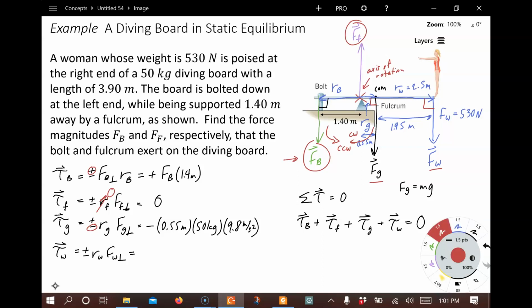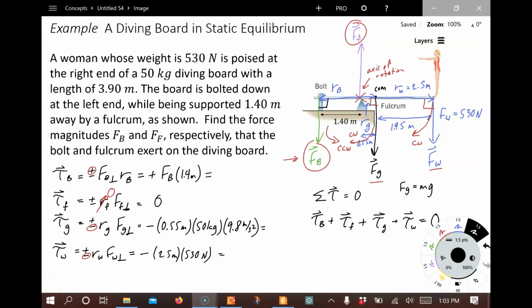Before we go on, we've got to check: is her force alone going to rotate the board clockwise or counterclockwise? We can see that for that rotation axis, it's going to be clockwise. So that's going to be negative. So we've got a negative 2.5 meters multiplied by 530 newtons. And let's go ahead and just simplify some of these numbers here.